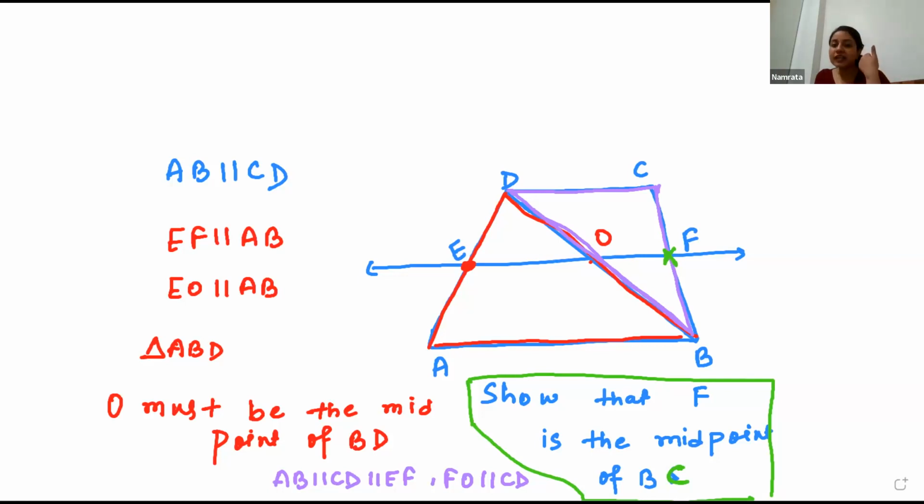So first, we proved that O is the midpoint in the red triangle. Then by taking O, we jumped to the purple triangle. Since O is the midpoint of one side of this purple triangle, and a line passing through O is parallel to another side, it must touch the midpoint of the other side of the triangle. Got it? Yes, ma'am. Let's move to the next one.